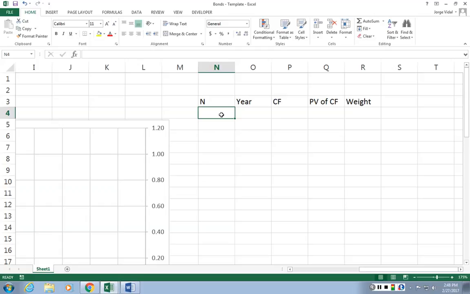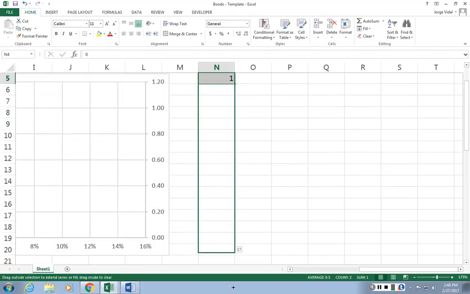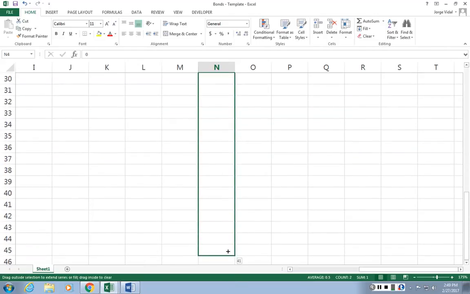Now, N is going to be the number of payments. We have a 20-year bond with 2 payments per year. So what is N equal to? 40. Okay, so I want to do this all the way to 40.